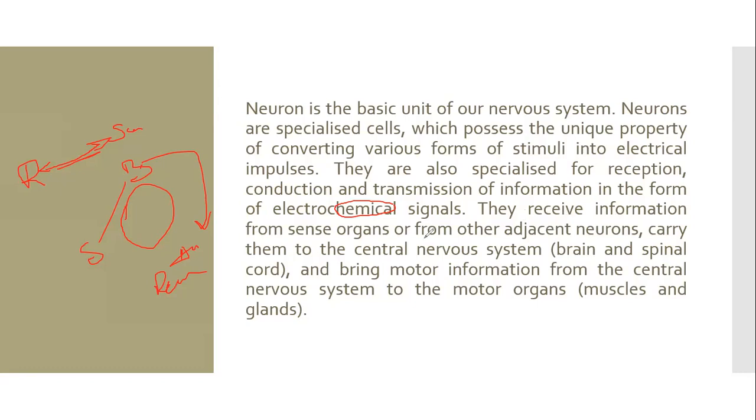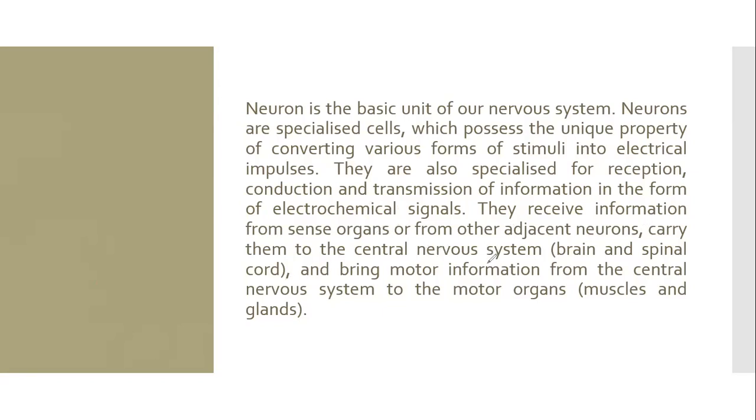They receive information from the sense organs, which I said is from the eyes. Eyes are the sensory organ, and they get stimulated by the outside environment. They receive information from sense organs or from other adjacent neurons. So the neurons connected to the eye will receive the information, and then the neurons form a chain until the brain. In this chain, one receives, one sends. All this happens like a cycle.